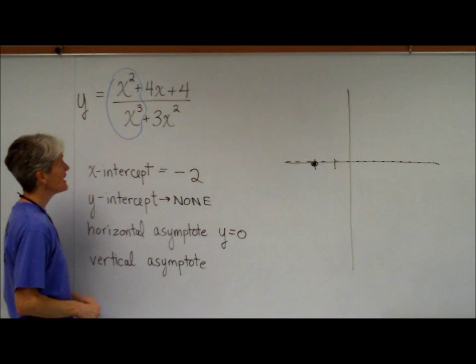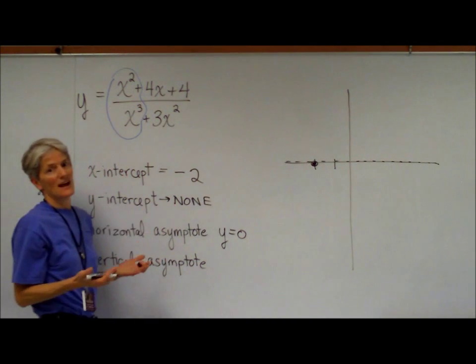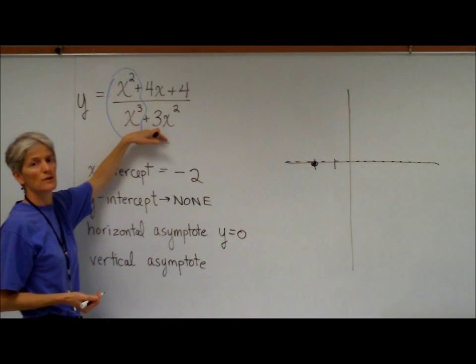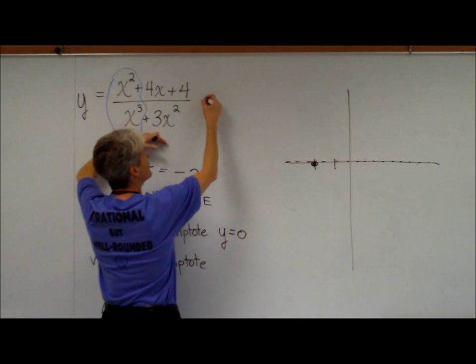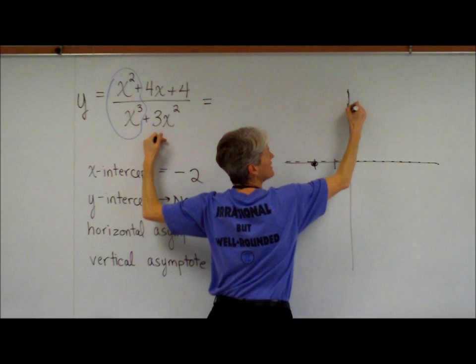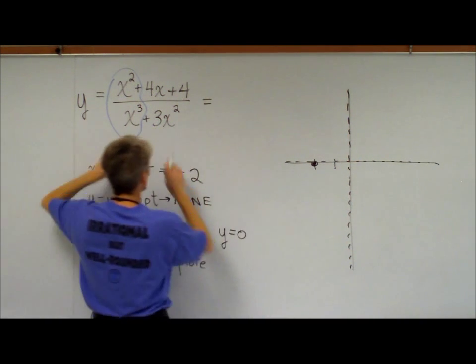So now, vertical asymptote, that's all I need. Vertical asymptotes happen at those places when my denominator equals 0. Well, we already discovered one of them. Where do I know I have a vertical asymptote? At the y-axis. But let's be formal about it.